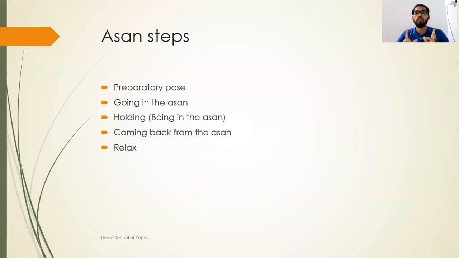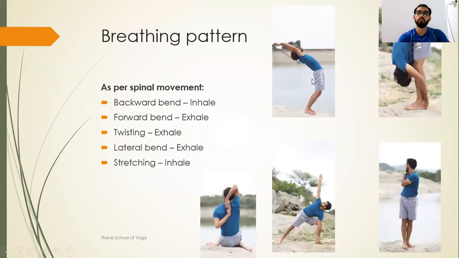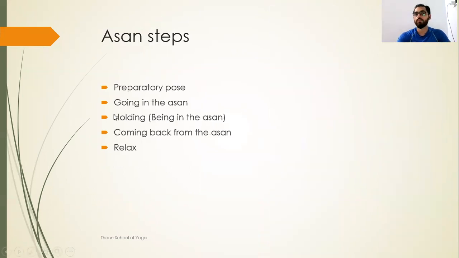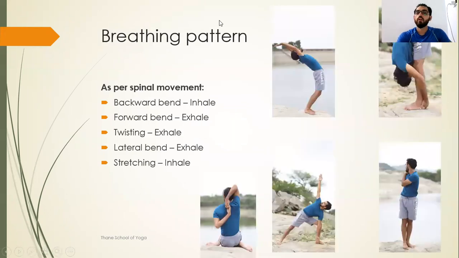Now when you're going into Ardha Chakrasana, you hold your wrist with the help of your fingers like this, and then you go backward. So let's say this is Hasta Uttanasana. You are in Namaskar Mudra and you are giving a backward bend to your body. This is called going into the asana. Second step. Now in this asana, let's say you are able to hold 5 seconds or 10 seconds.